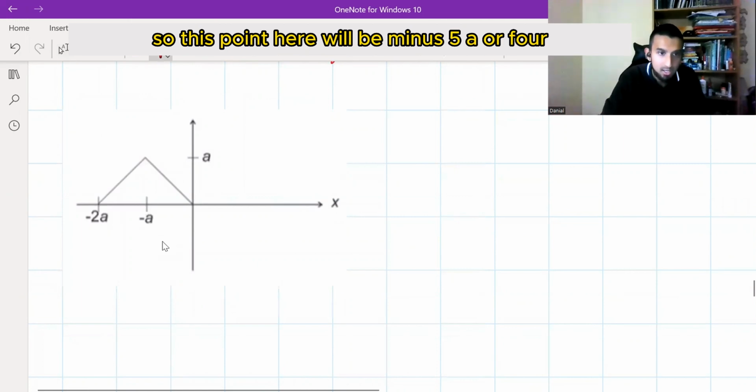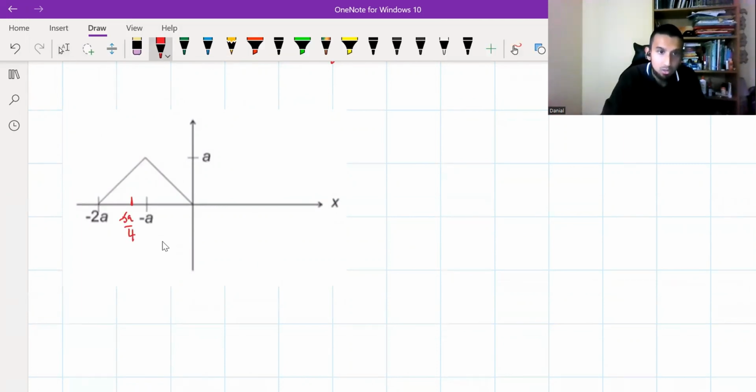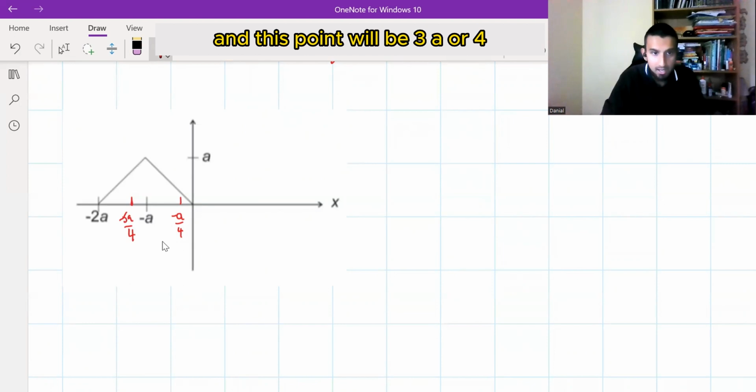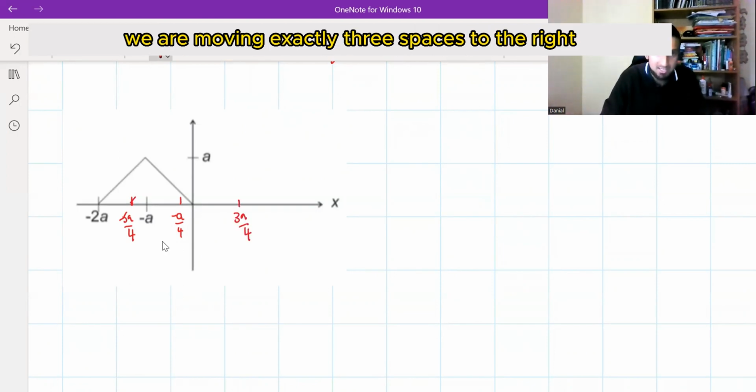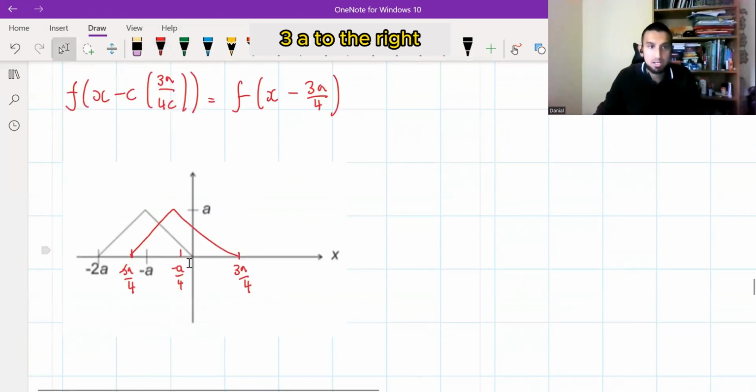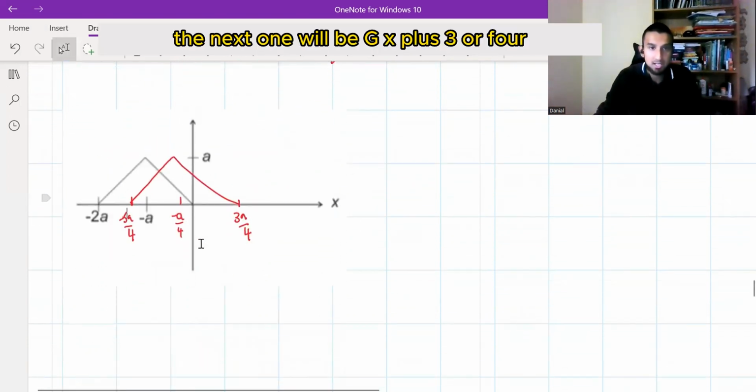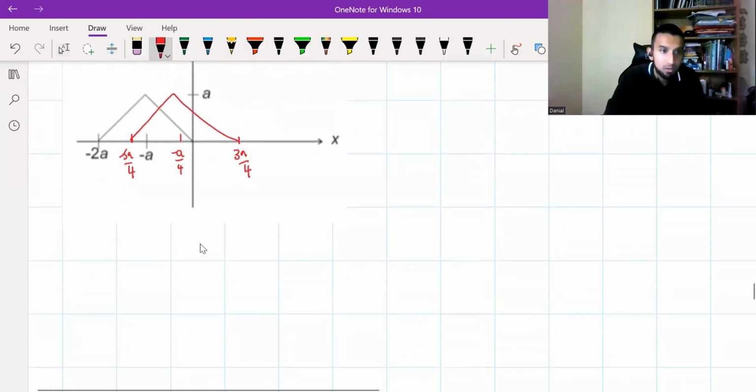So this point here will be minus 5a over 4, minus a over 4. And this point will be 3a over 4. We are moving exactly 3 spaces to the right, 3a over 4 to the right. The next one will be g(x) plus 3 over 4.